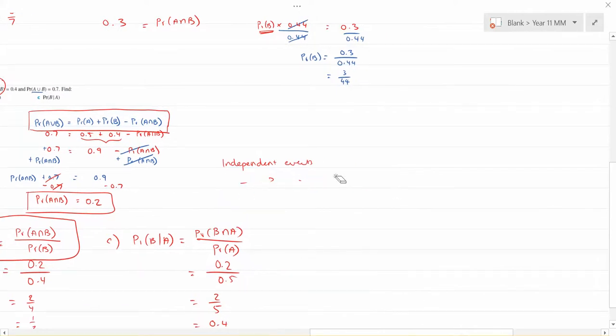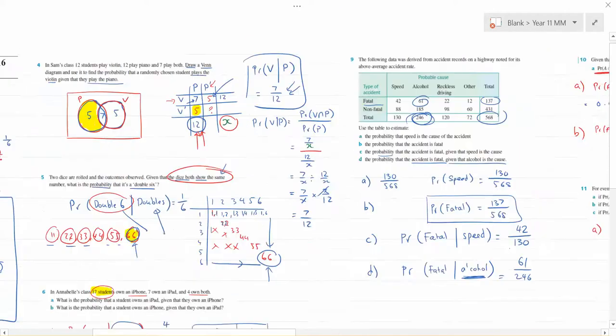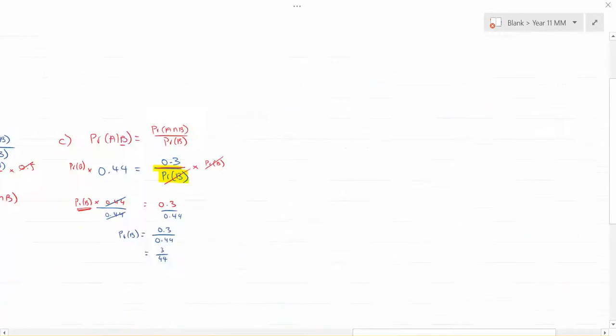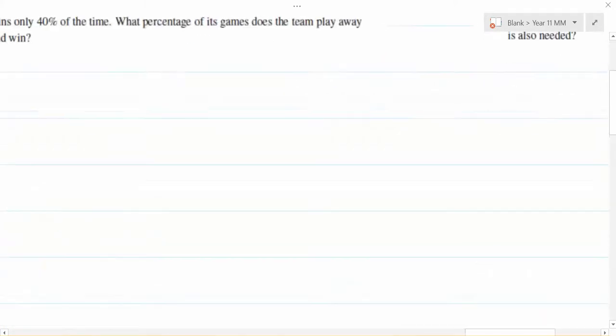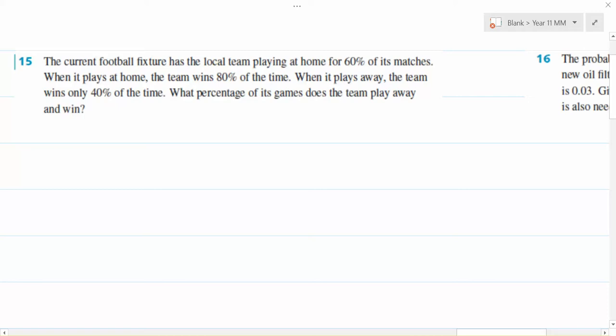So I'm going to rub this off. All right, we've done manipulation of the formula. We've done logical answering of conditional probability. Now we've got to apply. Let's do question 15, here we go. I normally like to draw this using a tree diagram. It's up to you how you want to do it, but I like the tree diagram.